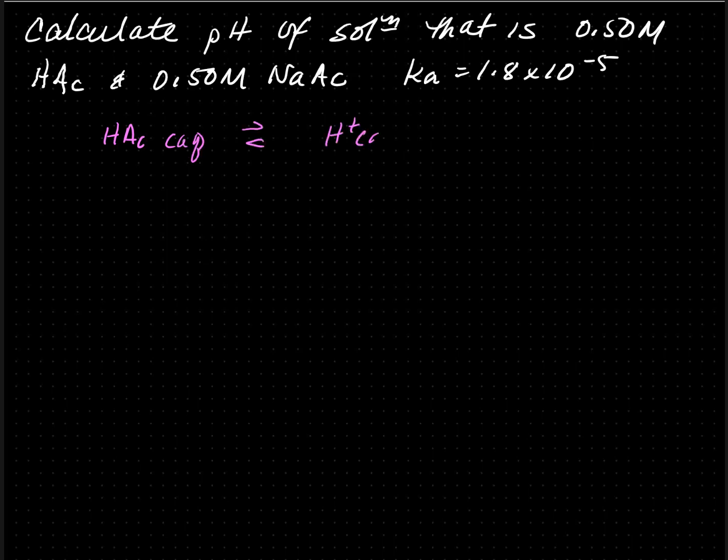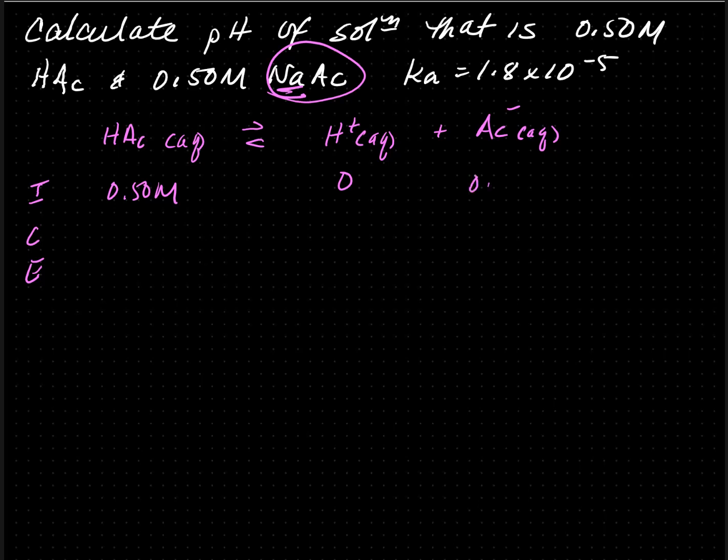So H plus aqueous plus Ac minus aqueous. Ice table. Initial concentration of HAc is 0.50 molar. There is 0 H plus initially. Because this is a common ion, anything with Na usually breaks into Na plus and Ac minus. My initial concentration of Ac is no longer 0, but 0.5. It is 1 to 1 to 1. It's going to be minus X, X, X. And I'm going to add initial and change to get my equilibrium.